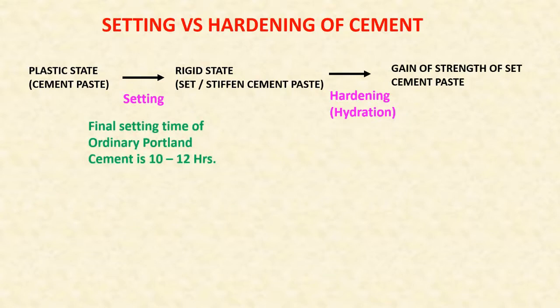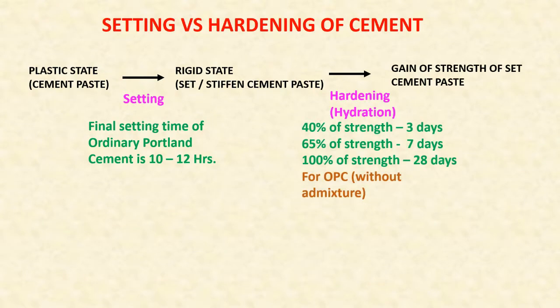Final setting time of ordinary Portland cement is 10 to 12 hours. 40% of strength is achieved in 3 days, 65% of strength in 7 days, and 100% of strength in 28 days for OPC cement.